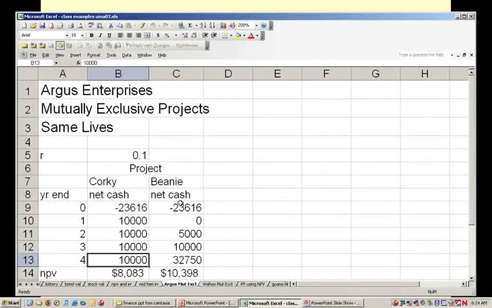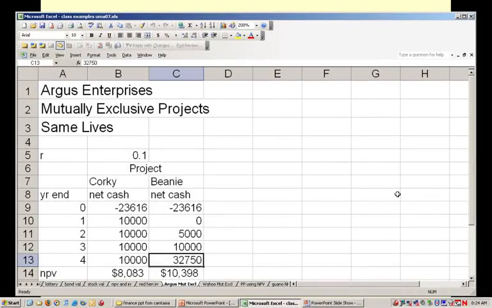The project Beanie also requires $23,616 in initial cash outlay, but this project generates no cash flow in year 1, only $5,000 in year 2, $10,000 in year 3, and $32,750 in year 4.